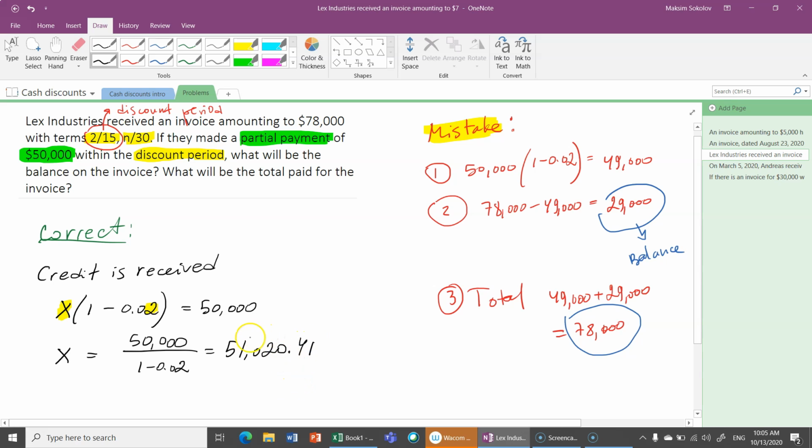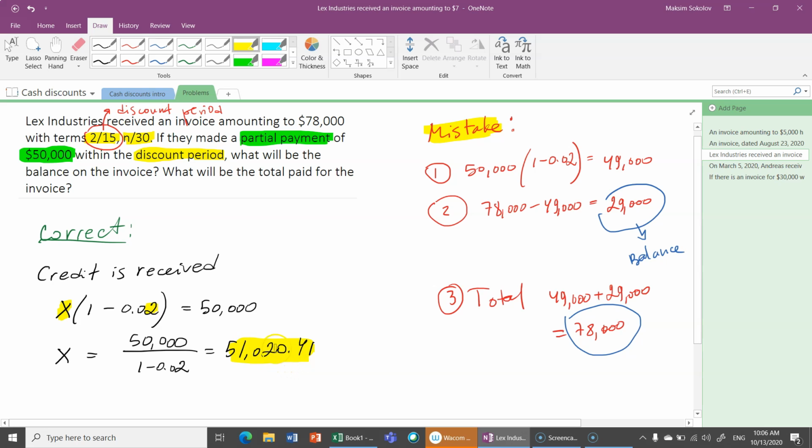51,020.41. So once again, after we calculate it, I want to explain that this 51,020.41 is the amount that this company is paying for if they pay $50,000. That's because during the discount period, there is a 2% discount. And when 50,000 is being paid, the full 50,000 is going towards payment of an amount which is 51,020.41.